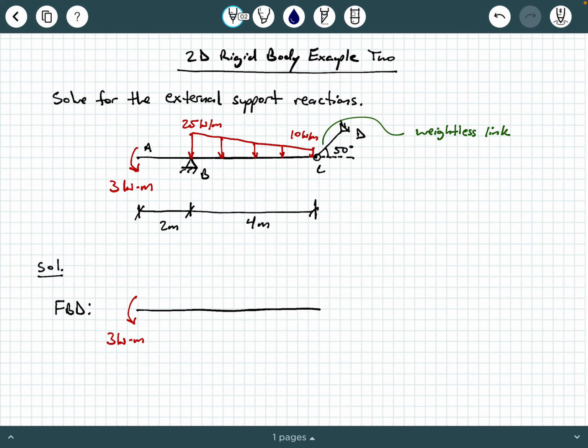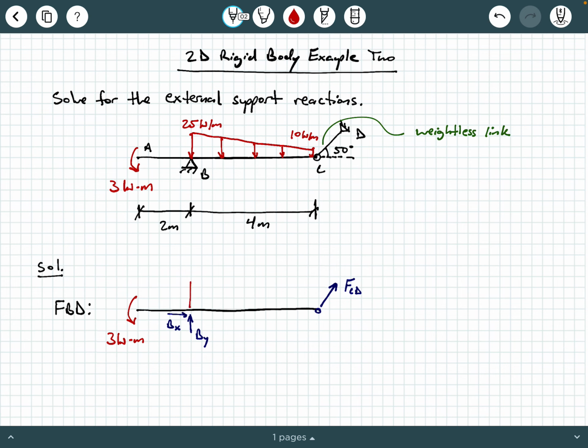At the support reaction B, that's a pin, so we're going to have a By force that's developed and a Bx force that's developed. And then over at C, we're going to have an axial load developed in the weightless link in the direction of the link, along the longitudinal axis of the link, and we're going to call that FCD. Now, we need to draw the other knowns.